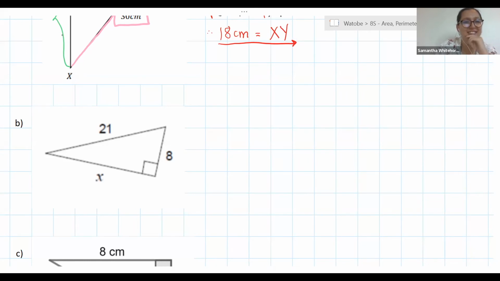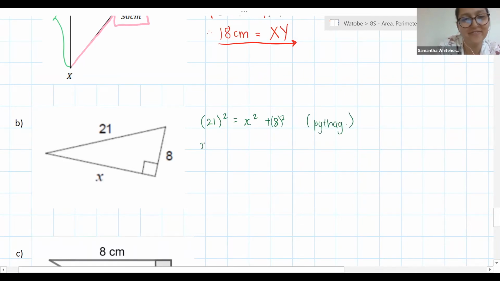Okay, tell us. So I said 21 squared equals x squared plus 8 squared, and then I got... ma'am, it's different. So I said x squared equals 21 squared minus 8 squared. And then I said x equals the square root of 21 squared minus 8 squared, equals 19 comma 41. Okay, good.